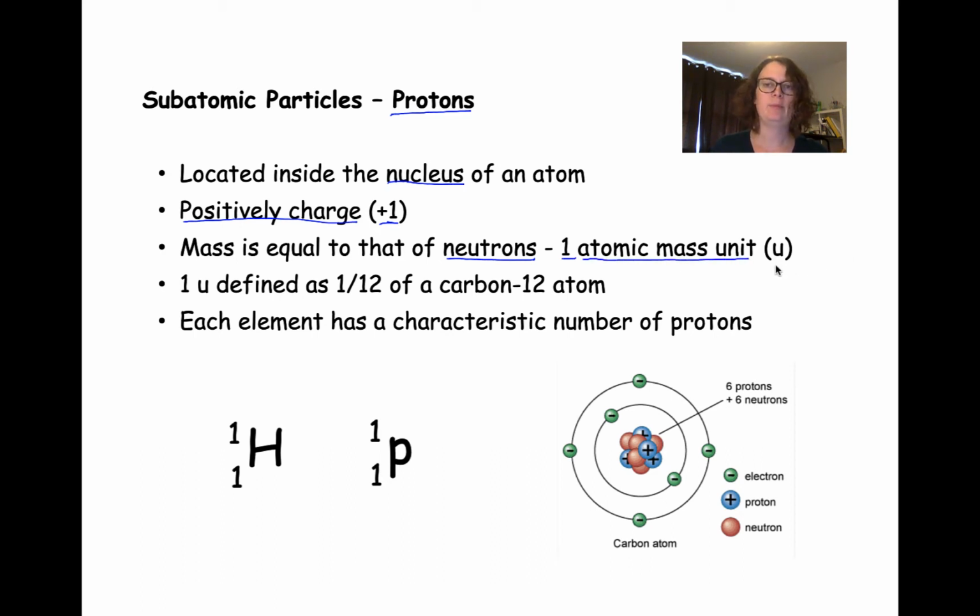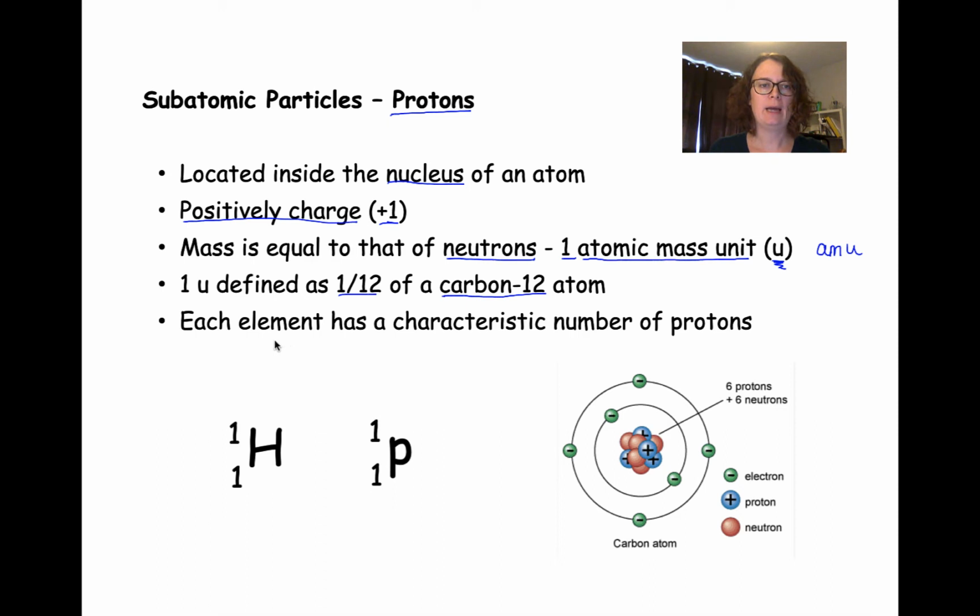In our reference tables, the atomic mass unit is abbreviated as a small u. Other places might call an atomic mass unit an AMU. But we'll follow the reference tables for now. And we defined that atomic mass unit as 1/12 the mass of a carbon-12 atom. We'll talk more about how we designate carbon atoms in a little bit.